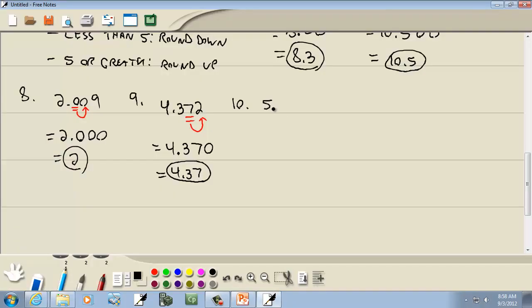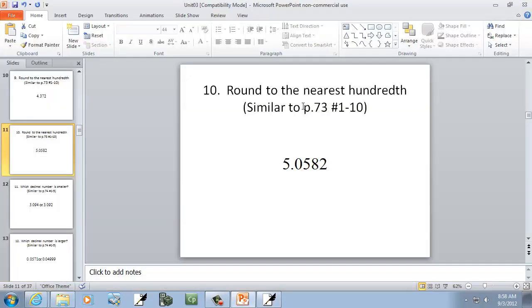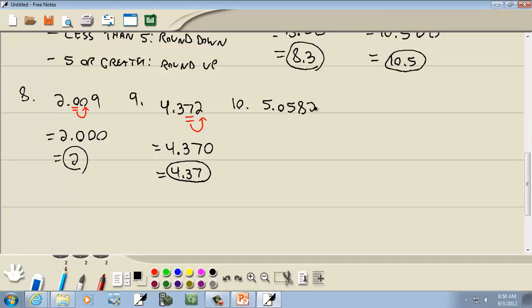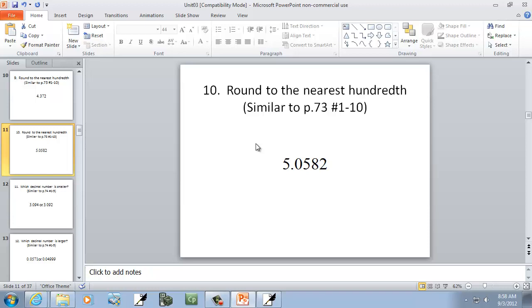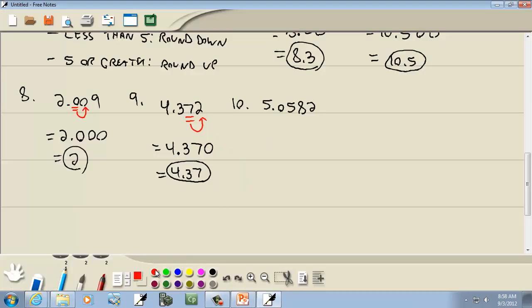Let's see, 5.0582, and round to the hundredth. Okay, our hundredths place is right here. Look to the digit immediately to the right. It's 5 or greater, which means we're going to round up. So we're going to increase the 5 by 1, so it becomes 6, and all the digits to the right become zeros, which gives us 5.06.